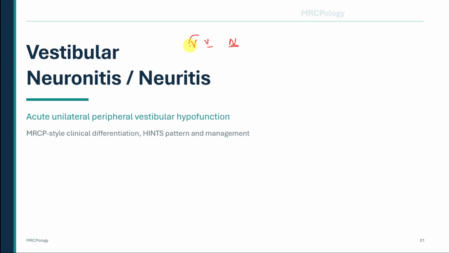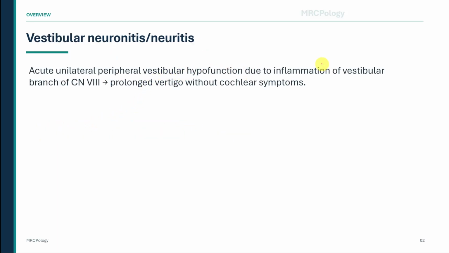Vestibular neuritis is acute unilateral peripheral vestibular hypofunction due to inflammation of the vestibular branch of the 8th cranial nerve. In simple words, one vestibular nerve suddenly becomes underactive, so the brain receives unequal balance signals from the two ears. That asymmetry is interpreted as false movement, and the patient feels continuous vertigo.